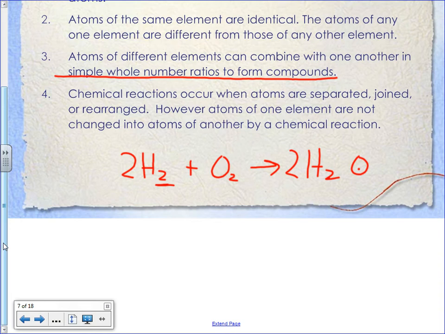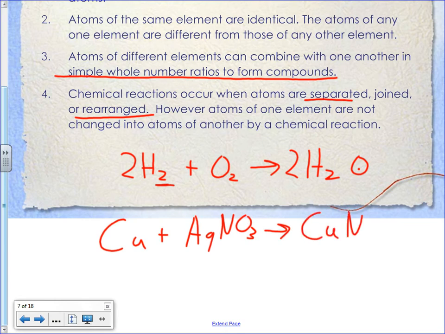And then that leads into point number 4 about what happens in a chemical reaction. In this chemical reaction, I am joining 2 different atoms to make a new compound. There are other kinds of chemical reactions where things can be separated, or rearranged. The example I showed you was something like this: copper reacting with silver nitrate gives us copper nitrate and silver.